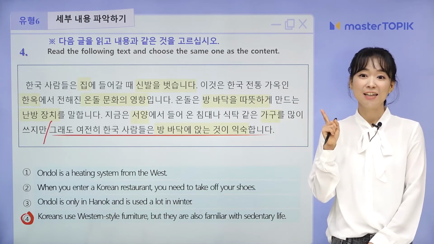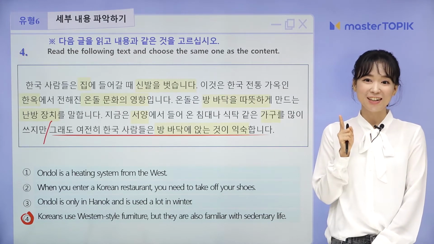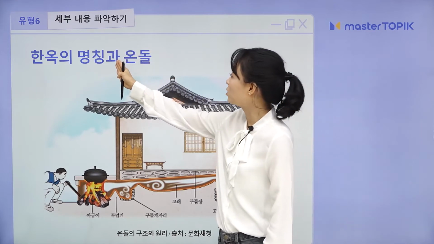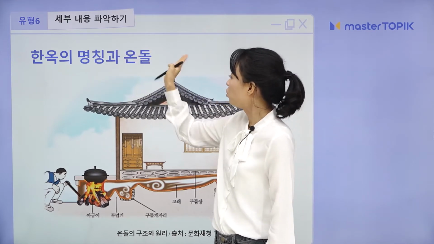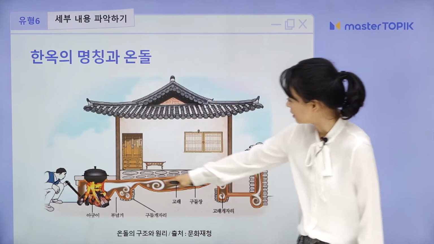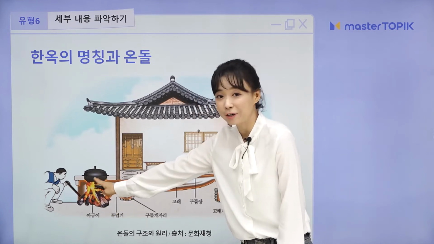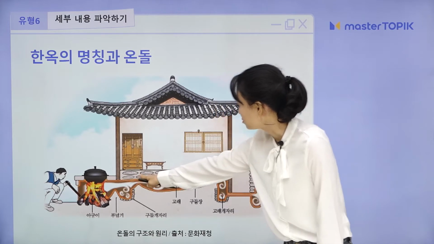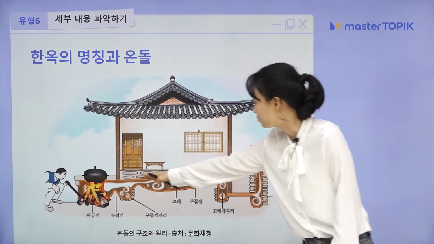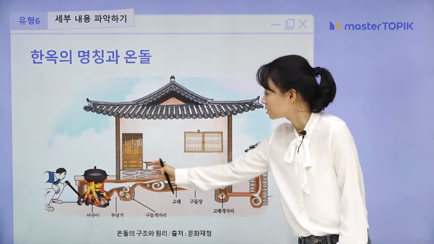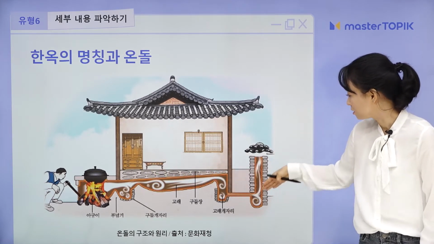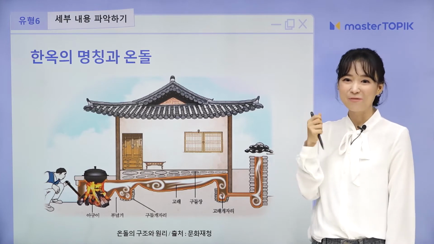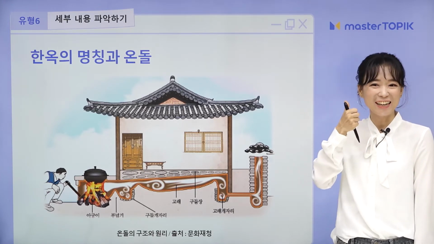Okay, then since it talks about 온돌, let's see how 온돌 works. 한옥의 명칭, the names of parts of 한옥, and 온돌. So as you see, you light the fire here at the 아궁이, and the heat wave goes like this, and while it goes through this way, it warms the room floor, and then it goes out here. Yes, this is 온돌. Very nice heating system. I like it.